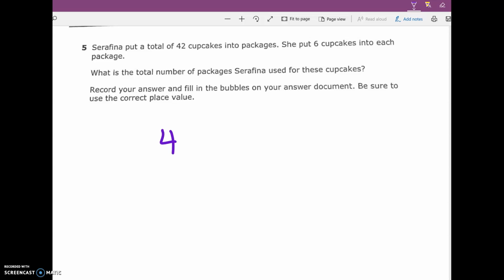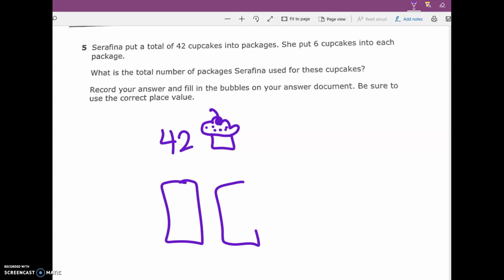So she's got 42 cupcakes. We'll draw a cute little cupcake here. Did anyone draw a cupcake? Oh, yeah, I like cupcakes. So we got 42, and we're going to put them into 6 packages.